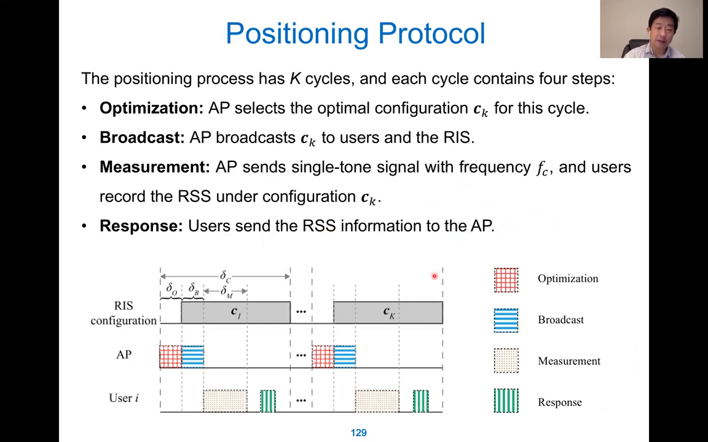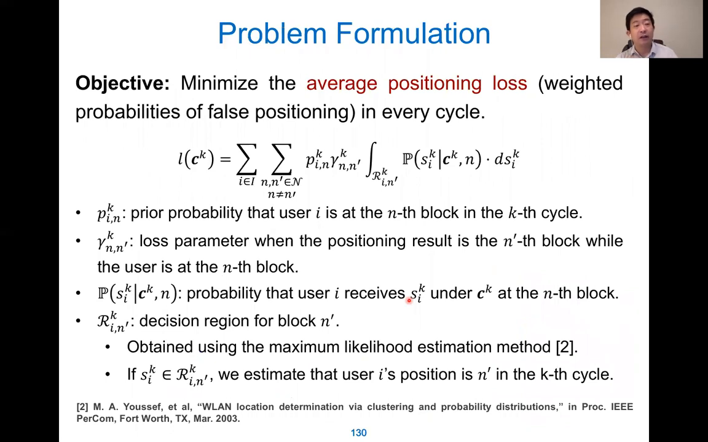The AP sends a signal with an RIS configuration, and then the user sends back the location. The objective is to minimize the average position loss. So in each cycle, we try to minimize this cost function.